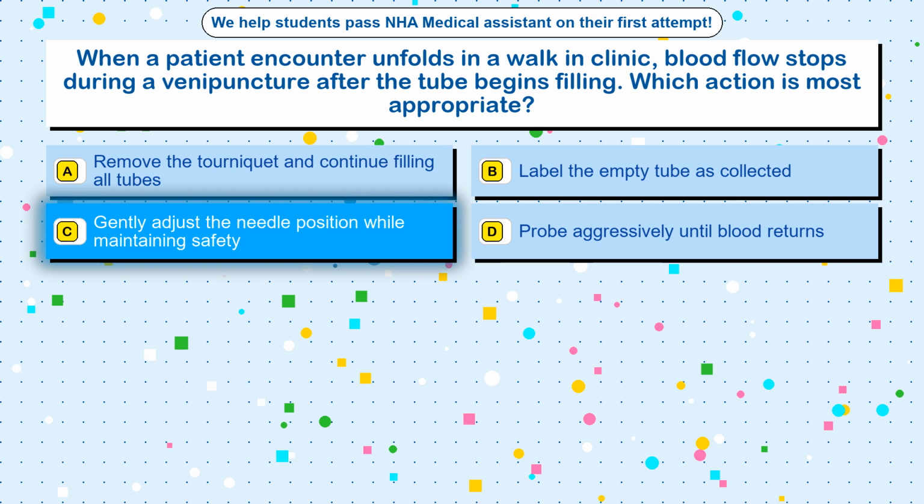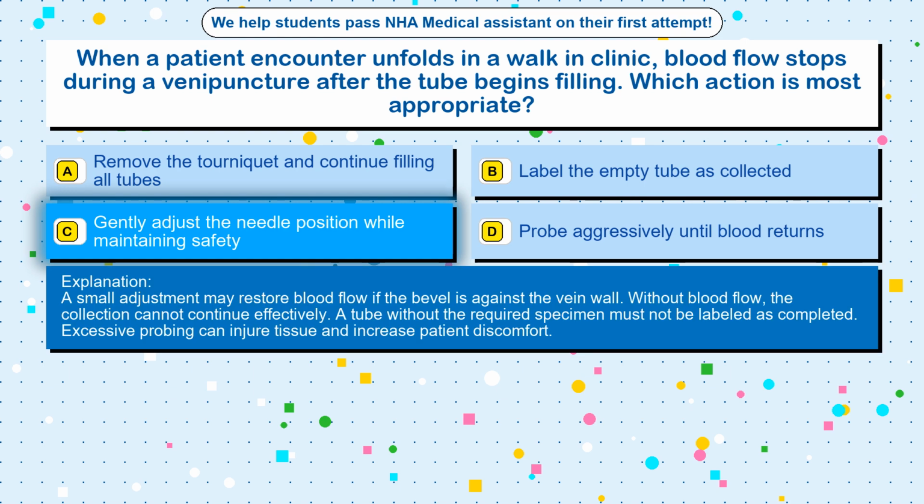Gently adjust the needle position while maintaining safety. A small adjustment may restore blood flow if the bevel is against the vein wall. Without blood flow, the collection cannot continue effectively. A tube without the required specimen must not be labeled as completed. Excessive probing can injure tissue and increase patient discomfort.